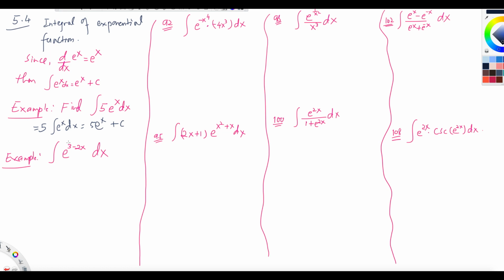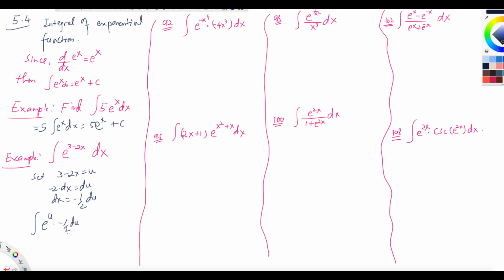But here you don't have just x, you have something else there, 3 minus 2x. So in that case we need to assume that as u. Set 3 minus 2x equals u. Then what do you get? If you find the derivative, then derivative of 3 is 0, and the derivative of negative 2x is negative 2, so du equals negative 2 dx. So instead of dx, you can write dx equals negative 1/2 du if you divide by negative 2 on both sides.